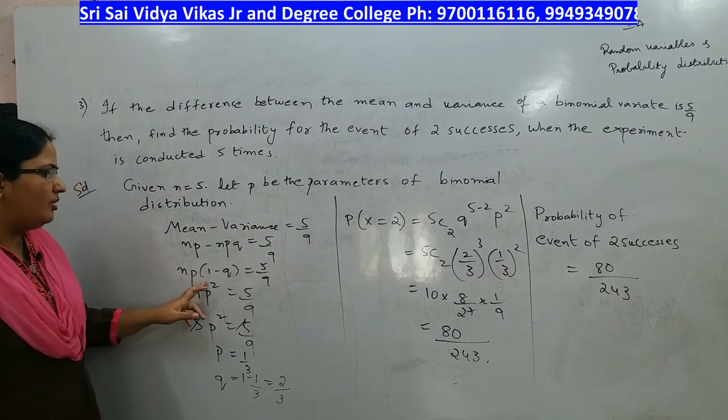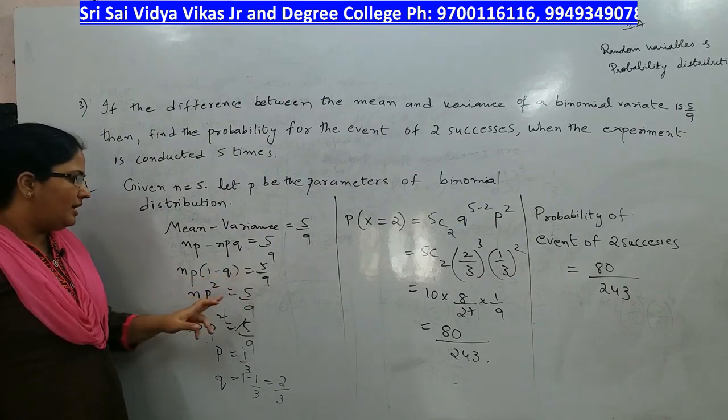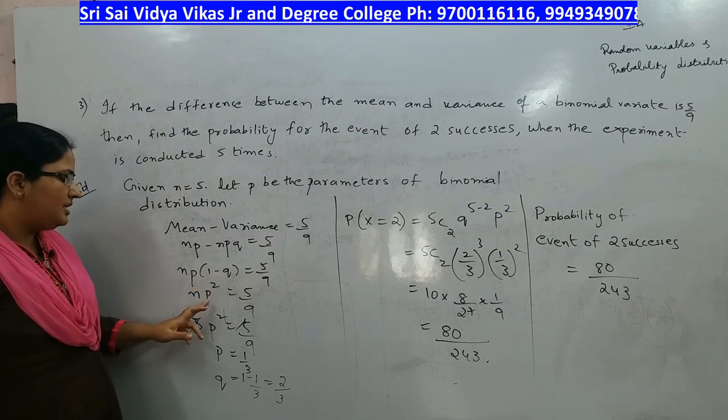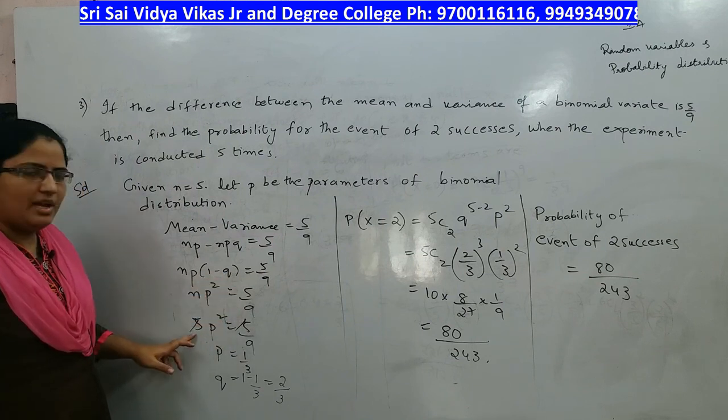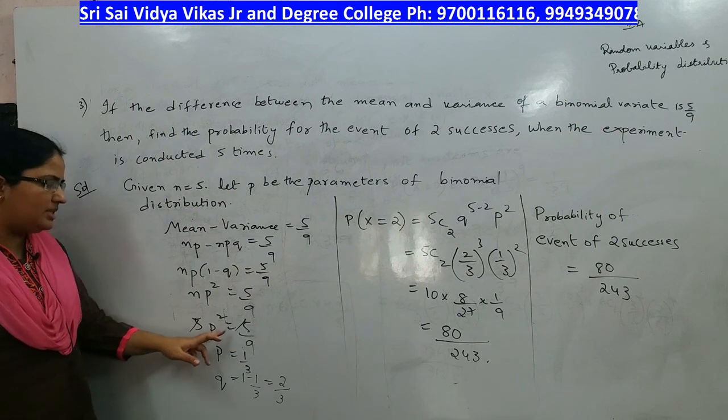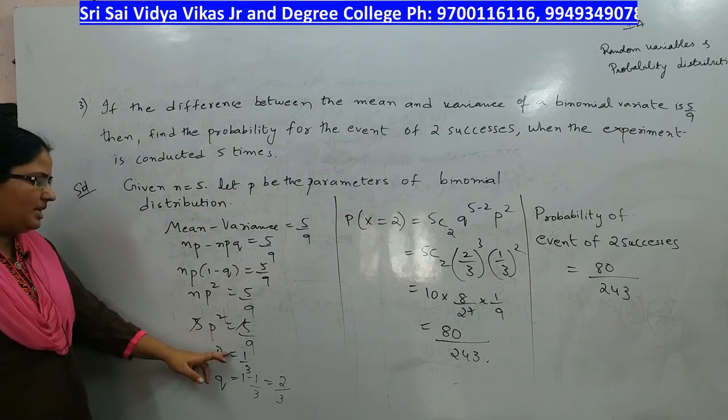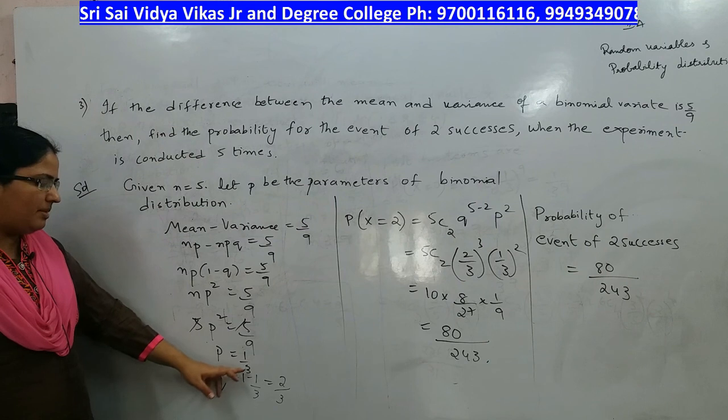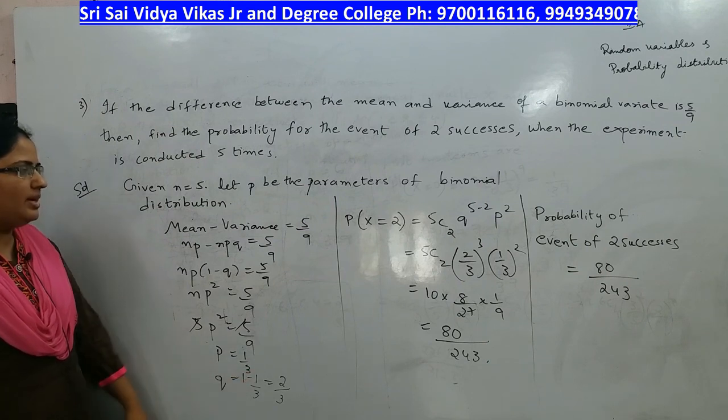Take NP common, you have NP into 1 minus Q that is equal to 5 by 9. 1 minus Q is P, so NP square is equal to 5 by 9. N value is given as 5, so 5P square is equal to 5 by 9. P is equal to 1 by 3. Q value is 1 minus 1 by 3, that is equal to 2 by 3.